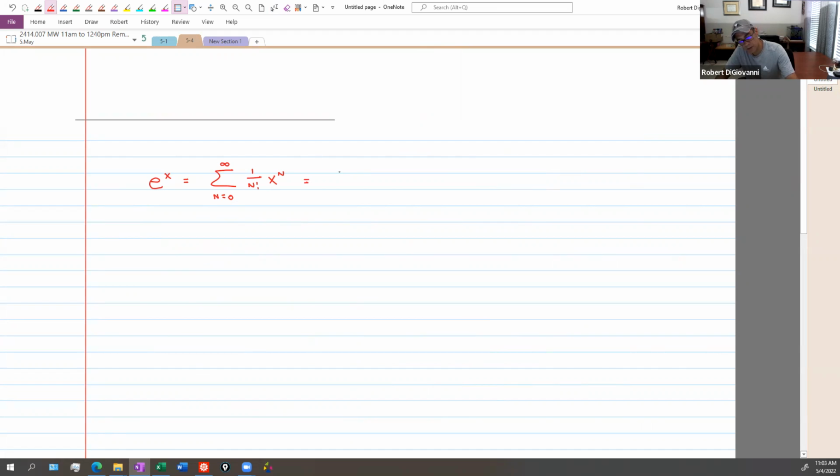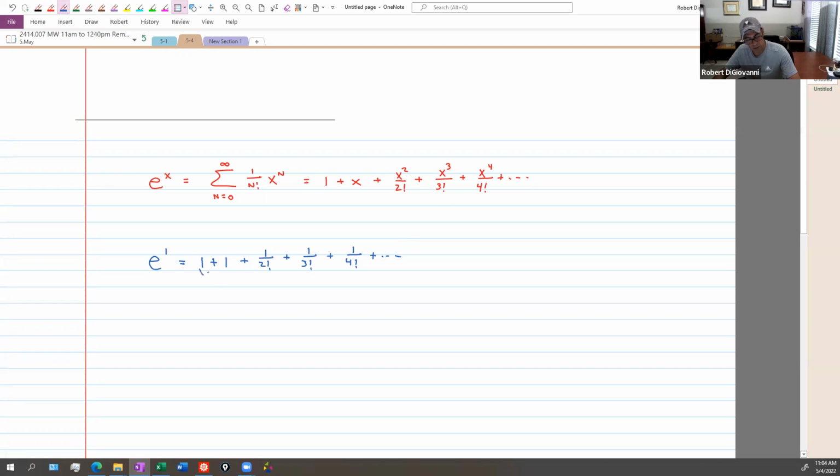If we write out the terms, plugging in 0, then 1, then 2, we get 1 plus x plus x squared over 2 plus x cubed over 3 factorial. 2 factorial is 2, so that's why I just left it. And it keeps on going forever and ever. So what I'm saying is, can we find a new expression for e, like e to the first power? Well, if we just replace all the x's with 1s, then we have a new expression for e. It'd be 1 plus 1 plus 1 over 2 factorial plus 1 over 3 factorial plus 1 over 4 factorial forever and ever.